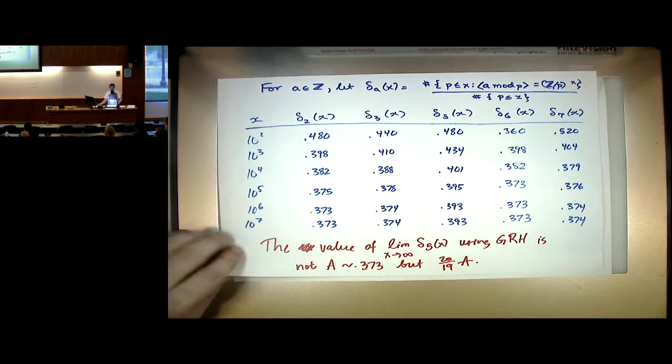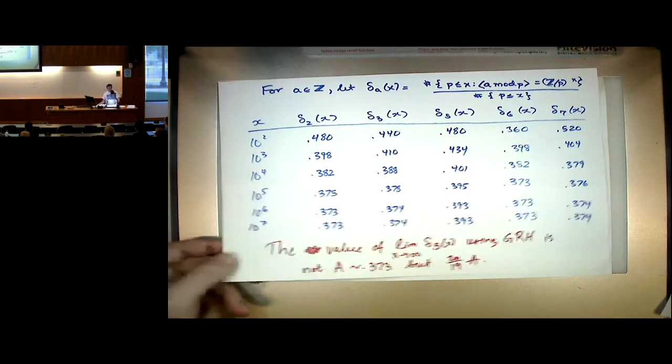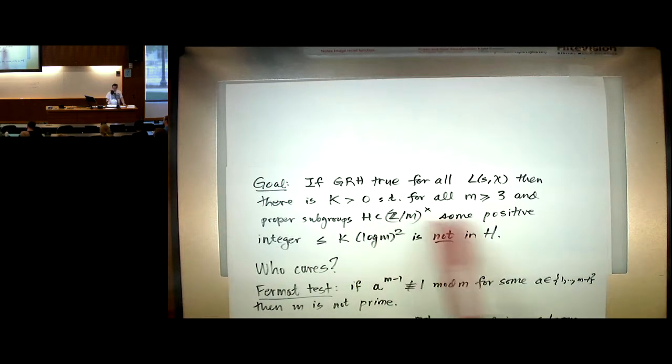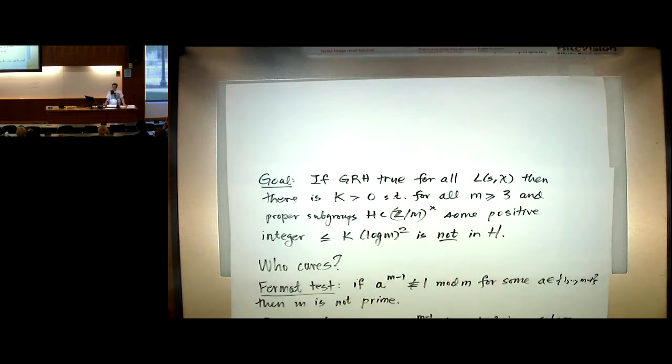Anyway, what I would like to do for the rest of today is try to work through some ideas of using the generalized Riemann hypothesis to discuss this goal that I mentioned yesterday, which is that if you have the generalized Riemann hypothesis, then there is some number k that makes all proper subgroups of all unit groups mod m miss a number that's below k log m squared. So if you had a subgroup of this that contained all the numbers up to k log m squared, it would have to be everything.